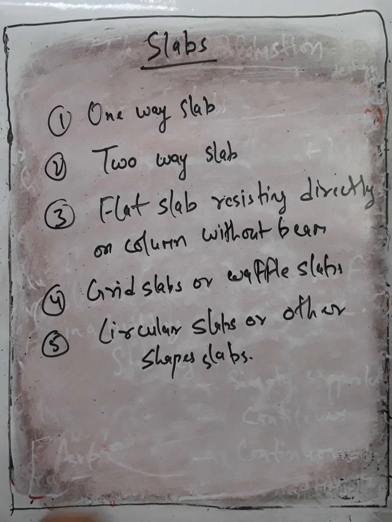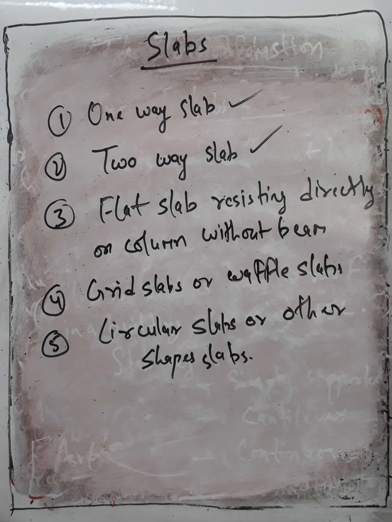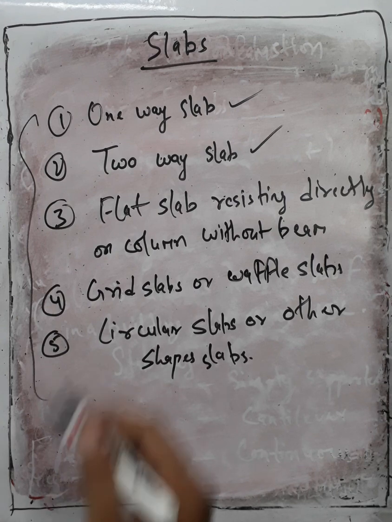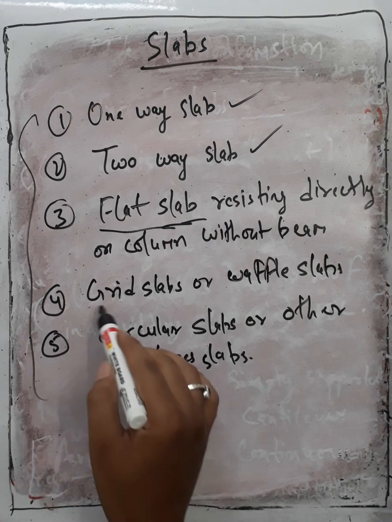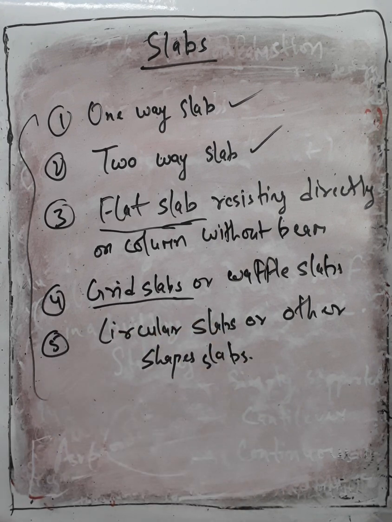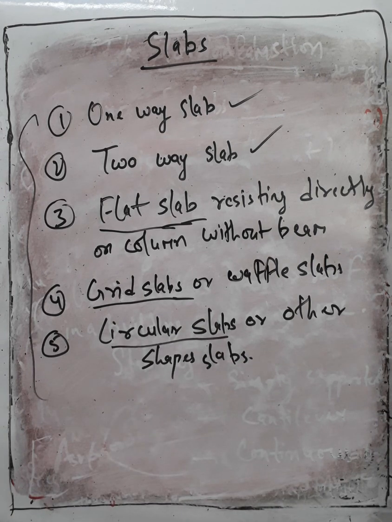In our course we have only two slabs, one-way slab and two-way slab, but this lecture is for basic introduction, that's why here we study all these slabs. Flat slab is provided in our basement area where we park our vehicles. This is the grid slab which we provide in our theater room, and circular slabs are required for different purposes according to aesthetic view.